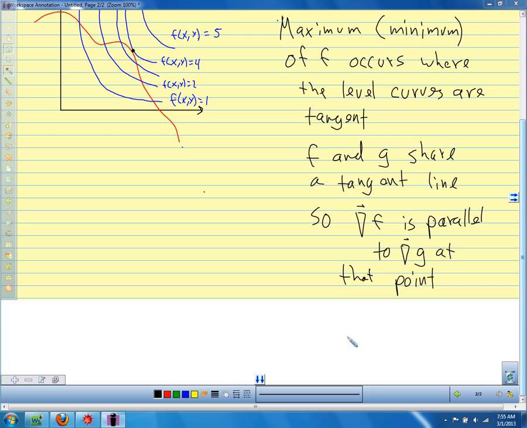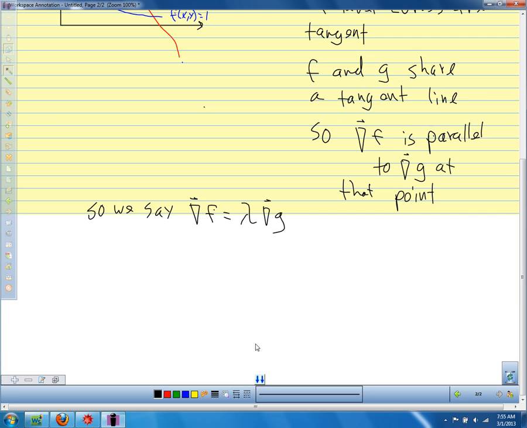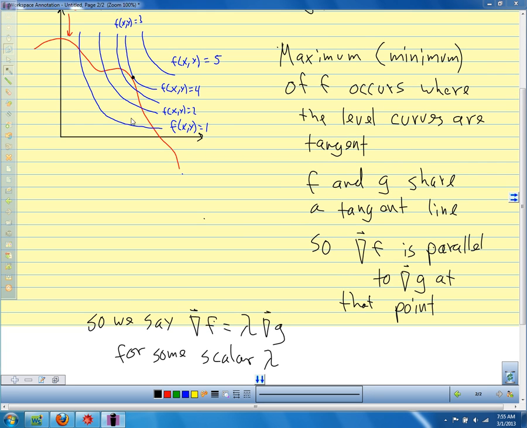So since they're parallel, we can say that they're scalar multiples. So we say del f equals lambda del g, for some scalar lambda, and lambda is our Lagrange multiplier. So this leads us to our theorem and our method for using Lagrange multipliers. All right, are we good, or as good as we're going to get for now, on this development for where this comes from?